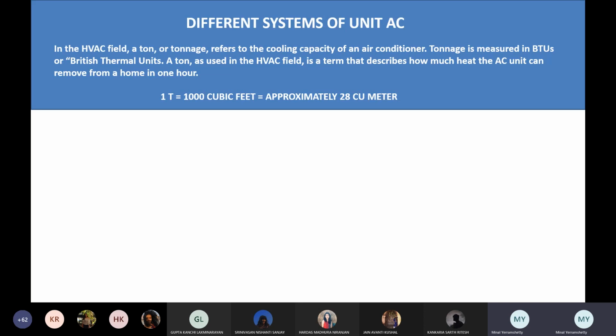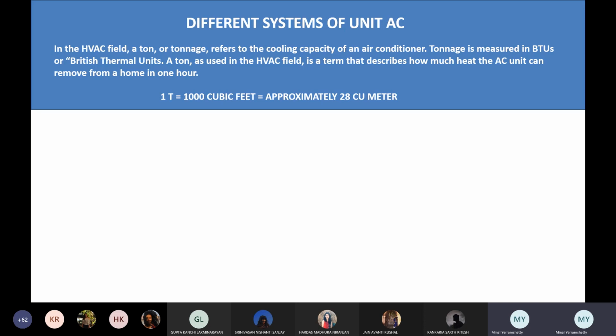तो कैसे होता है? I'll tell you. In the HVAC field, a ton or a tonnage refers to the cooling capacity of an air conditioner. That's why जब हम खरीदने जाते हैं हम बोलते हैं ना हमको 1.5 टन का AC चाहिए, or we want 5 ton का AC, or we want 10 ton का AC. Okay, so the ton is the cooling capacity of that unit.